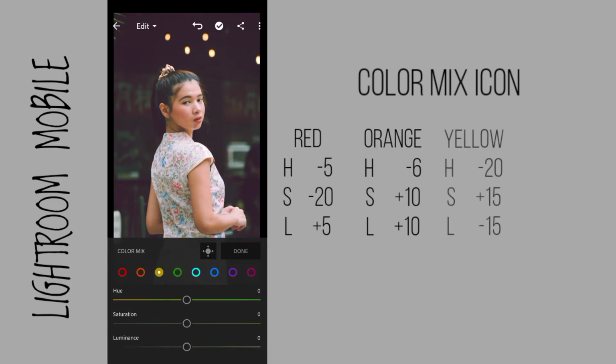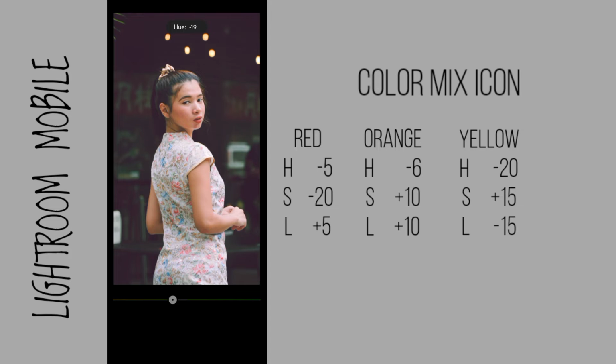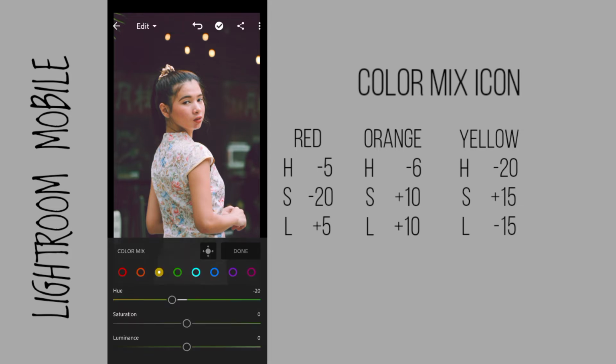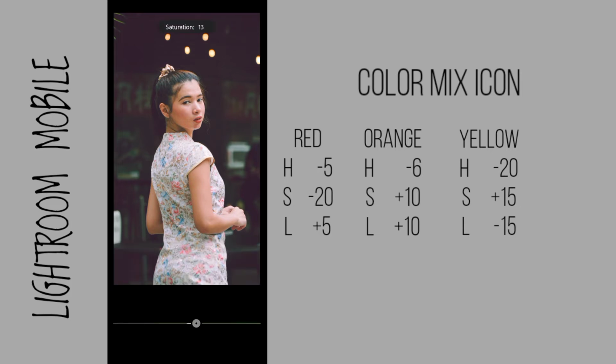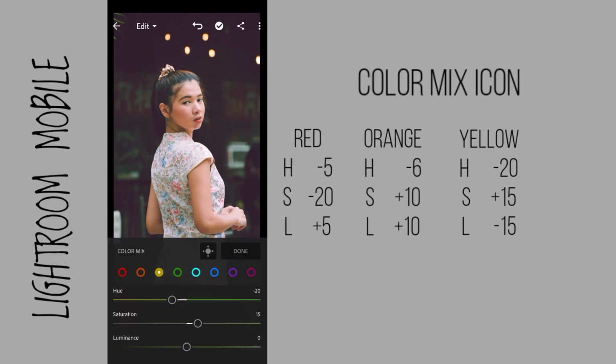Go to yellow. Hue to -20, to get more yellow tone on the light bulb. Saturation to +15, to increase the intensity of yellow. Luminance to -15, to darken the yellow tone.